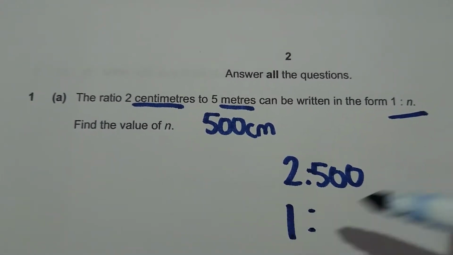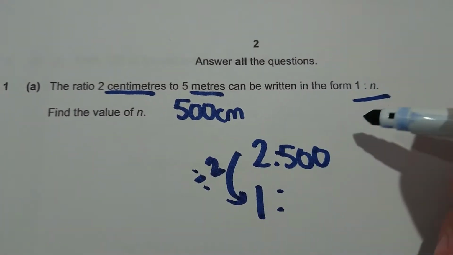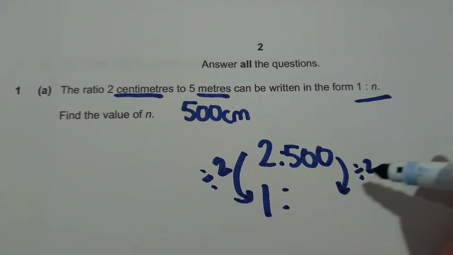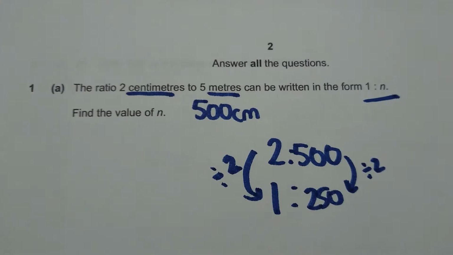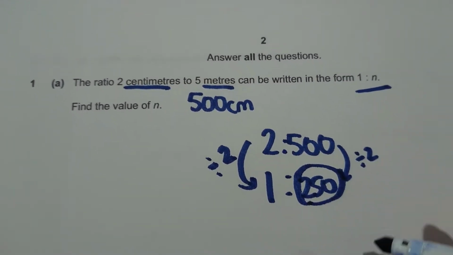So I want this number here to be 1 rather than 2. So that means I need to divide that by 2, which means I've also got to divide this by 2 to get 250. So therefore n is just the number here, it is just 250.